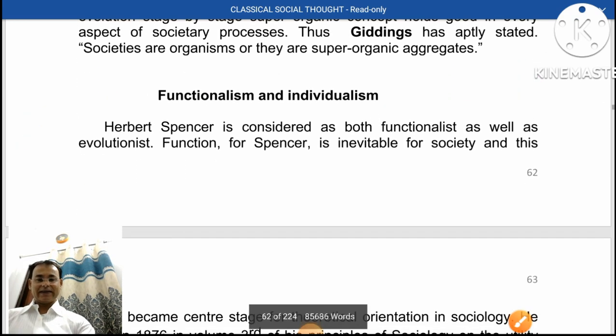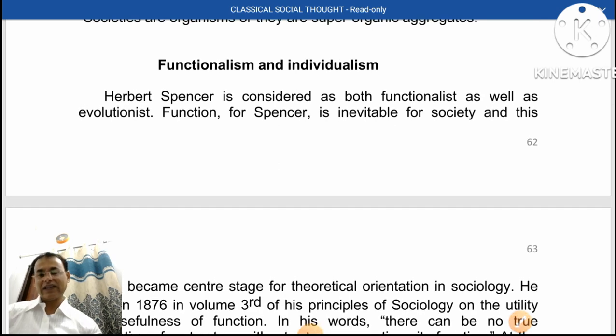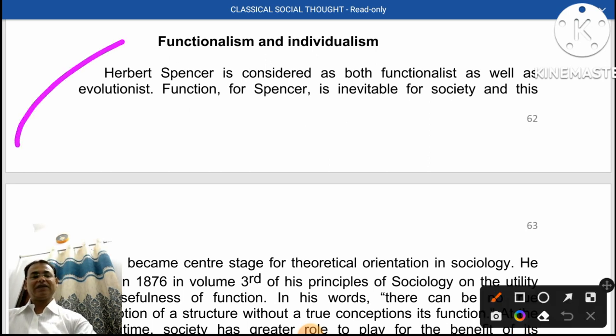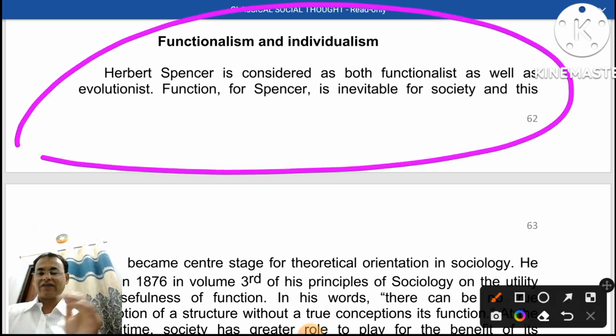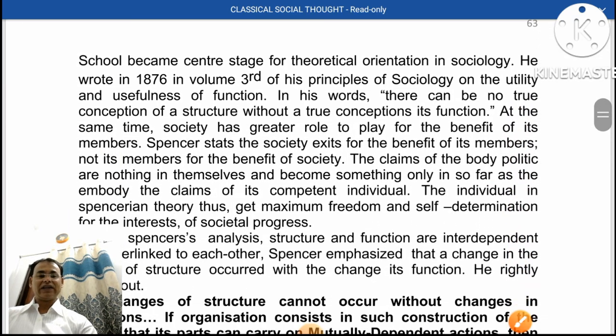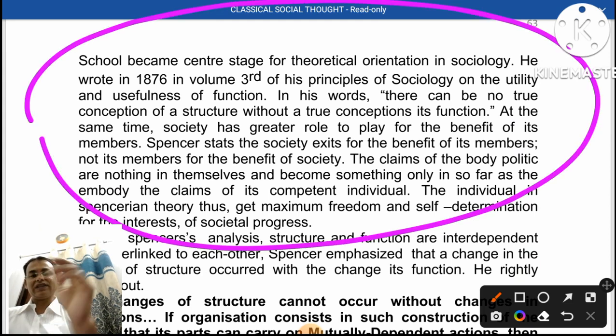And you know, he is the father of functionalism also, and father of individualism. Herbert Spencer is considered both a functionalist as well as an evolutionist. His theory is functionalist, and function for Spencer is inevitable for society, and this school became center stage of theoretical orientation in sociology. He wrote in 1876, in volume 3 of his Principles of Sociology, on the utility and usefulness of function. In his words, there can be no true conception of a structure without a true conception of its function.